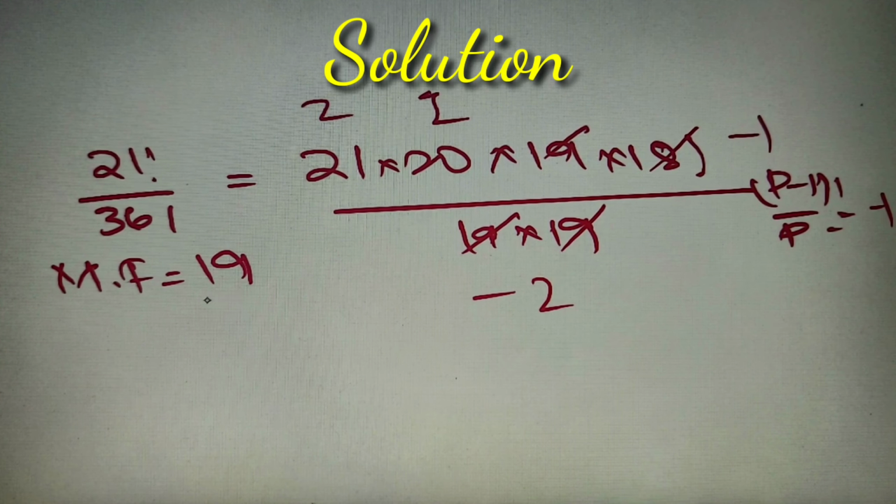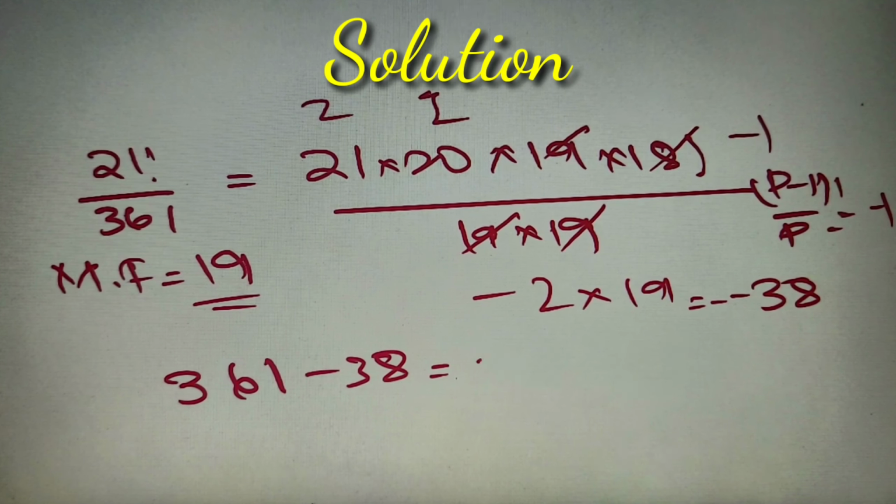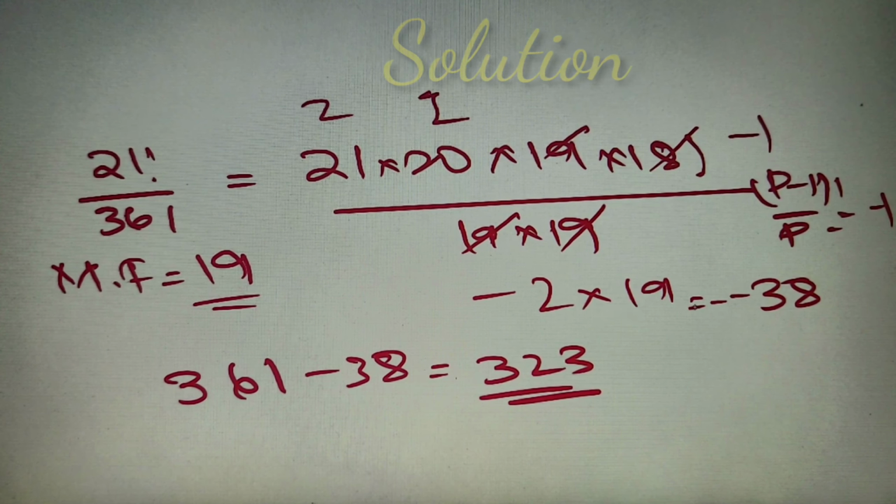But don't forget to multiply the multiplying factor. So the remainder is minus 2 into 19, which is equal to minus 38. Now negative remainders are only a concept. Remainders are always positive, so we have to add this remainder to the denominator. So our answer is equal to 361 minus 38, which is equal to 323. Now 323 is our option number B. So the final answer is option B, 323.